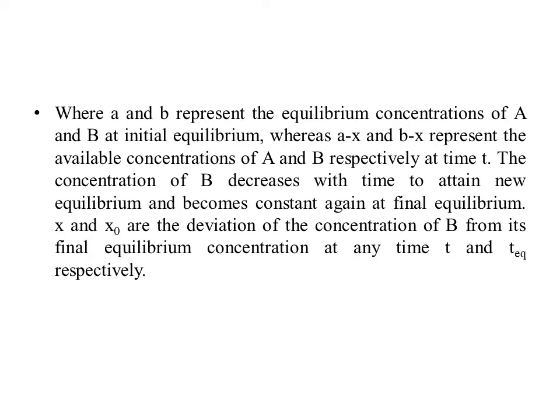Dear students, the concentration becomes constant at final equilibrium. x and x naught are the deviations of the concentration of B from its final equilibrium concentration at any time t and t equilibrium respectively.